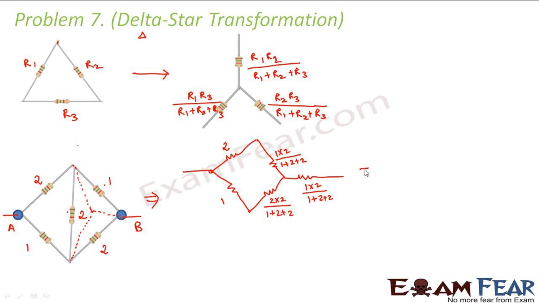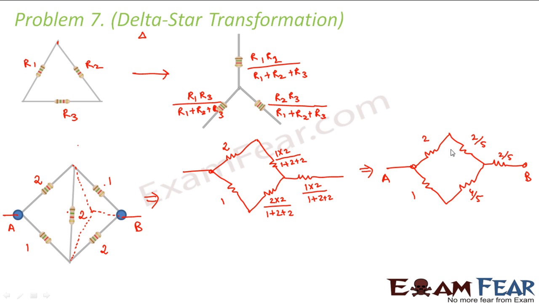So that means we got a circuit like this. So this is 2, this is 1, this is 2 by 5, this is again 2 by 5, and this is 4 by 5. So now do you think it is easy to calculate the equivalent resistance between points A and B?